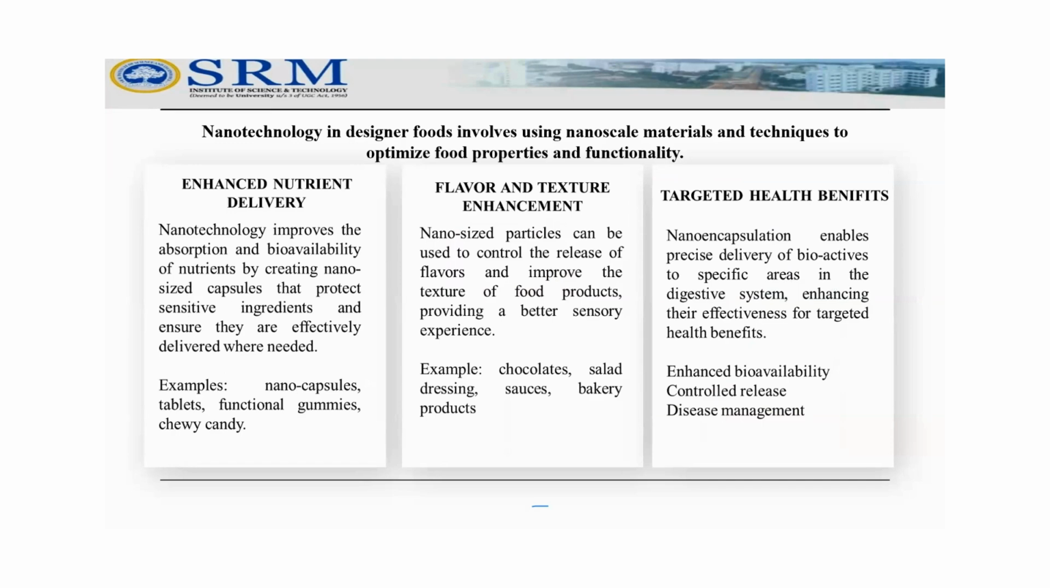We know that the absorption and the bioavailability of nano materials are higher when compared to their counterparts, whereby it will be delivered to a specific targeted location. The next application or area is flavor and texture enhancement. Nano-sized particles can be used to control the release of flavors and improve the texture of food products, providing a better sensory experience. Chocolates, salad dressing, sauces, bakery products.